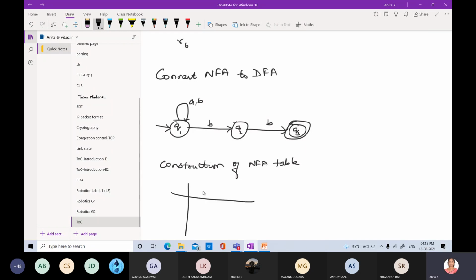What are the input symbols? A and B. So here, this is going to be the set of states. I'm going to represent the transitions. So first state is Q1. From Q1, for input symbol A, where am I having the transition? For input symbol A, I'm having a transition to Q1. For input symbol B, where am I having a transition? For input symbol B, I'm having a transition to Q1 and Q2.